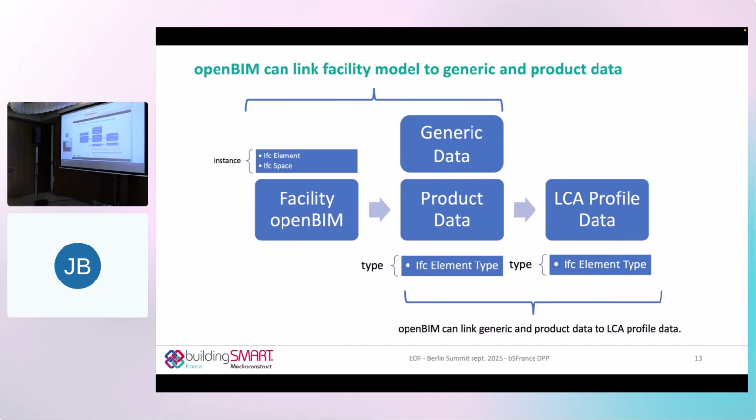OpenBIM for us is a way to use this data, this information and these IDs in the models. The proposal is to use what we already have; we have everything we need. We just need to have the right data at the right place in the model. We can do this easily. It's already ready to use in the IFC and openBIM.